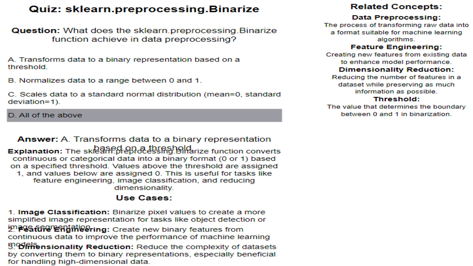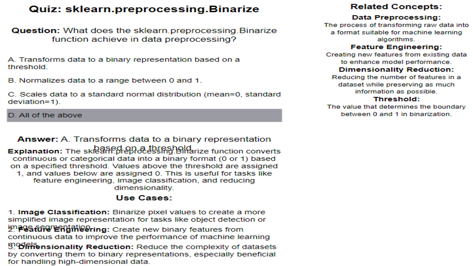The sklearn.preprocessing.binarize function converts data into a binary format, 0 or 1, based on a threshold. Values above the threshold are assigned 1, and values below are assigned 0. The binarize function is a powerful tool for data preprocessing, especially when dealing with continuous data or categorical data that needs to be represented in a binary form. It converts all values above the specified threshold to 1 and all values below the threshold to 0.